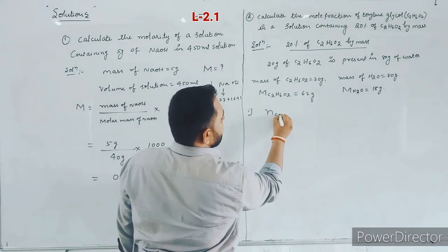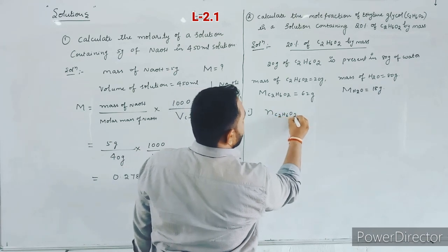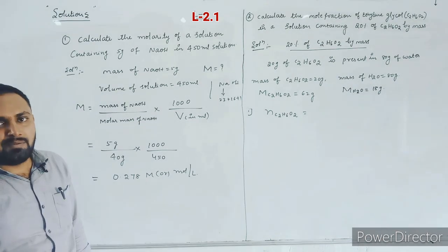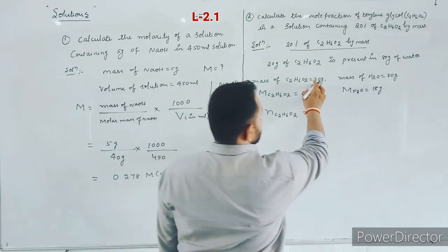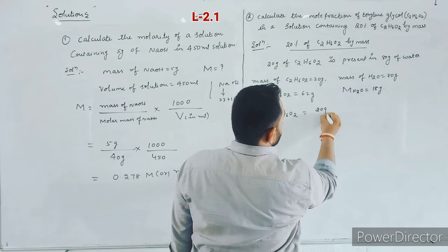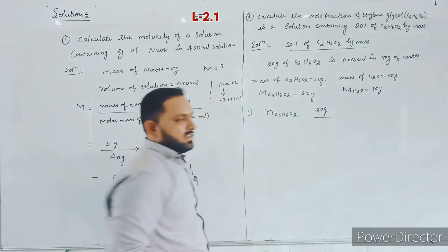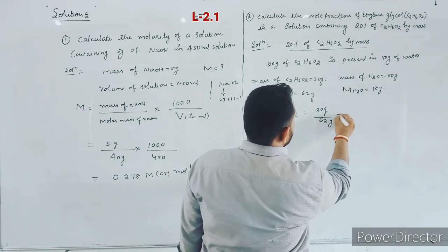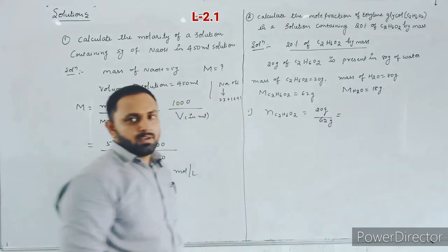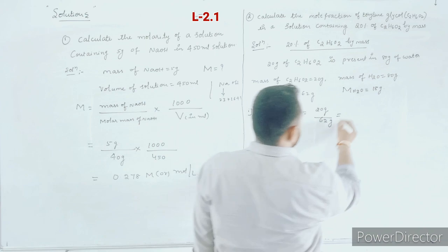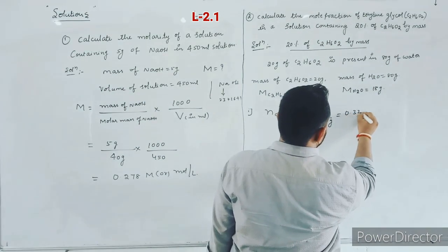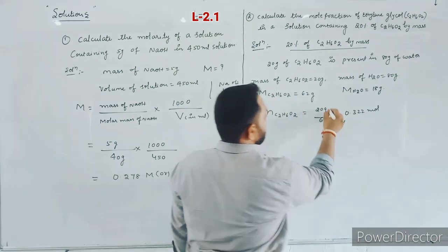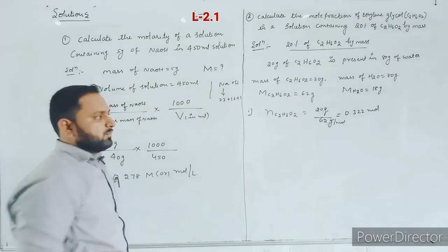Now let us calculate the number of moles of ethylene glycol. The number of moles of ethylene glycol is equal to, we know the formula. What is the formula? Given mass divided by molar mass. Here the given mass is 20 grams. 20 grams divided by the molar mass, which is 62 grams. If you simplify this, you will get 0.322 moles. Here grams get cancelled, and finally we get the answer in moles.